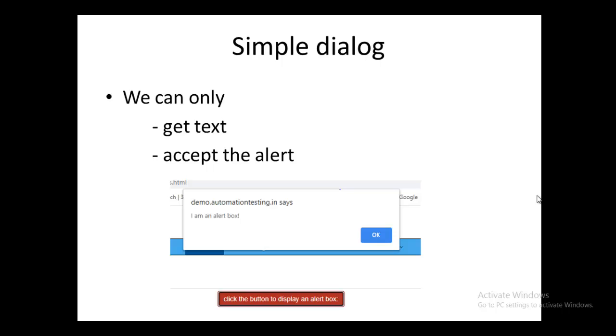So the simple dialog is a simple alert. As you can see on my screen, you can only accept this alert by clicking on the OK button. The other possible action you can do is just get the text out of it and verify whether it is matching the one that you're observing in front of your screen. In this case, the alert box has a text present, so I need to grab that and put in an assertion just to see whether the text can be read or not. So these are the two possible actions that you can do on a simple dialog.